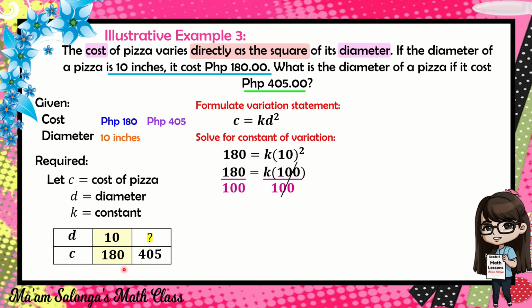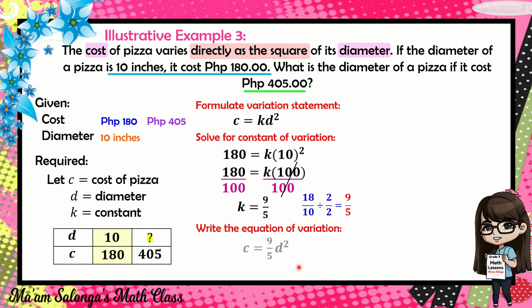180 divided by 100 ay hindi exact. So, i-cancel na natin yung dalawang 0 dito. We have now 18 over 10, which is divisible by 2. So, the answer is 9 over 5. And the equation of variation is C equals 9 over 5 D squared. Now, solve for the unknown. Using the equation of variation, let's identify the diameter if the price is 405.